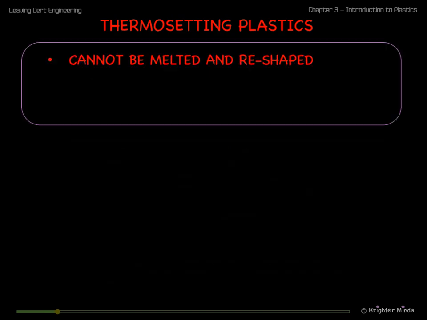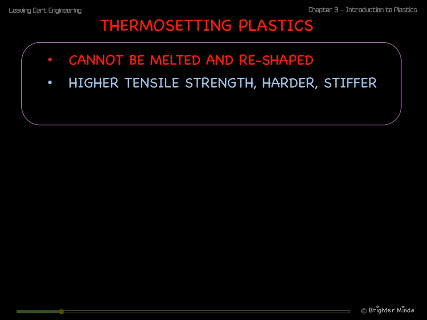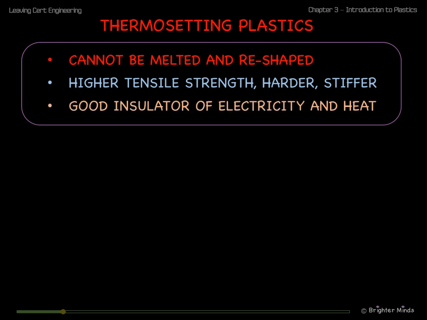Thermosetting plastics cannot be melted and reshaped. They are stronger, harder, and stiffer than thermoplastics. Thermosets are very good insulators of electricity and are heat resistant. Like all materials, these properties occur because of the internal structure.